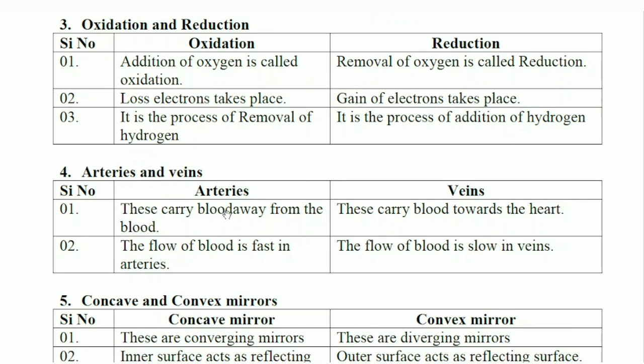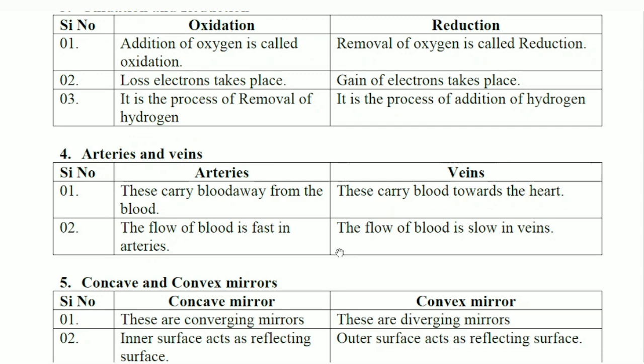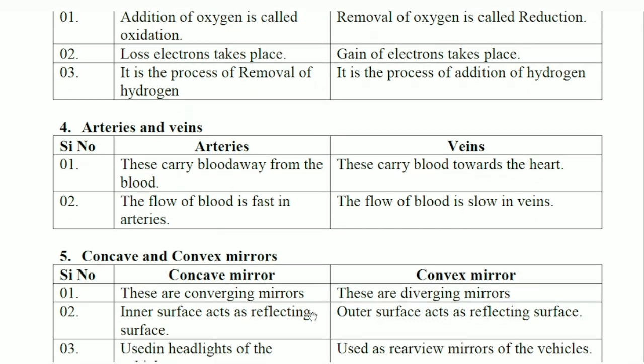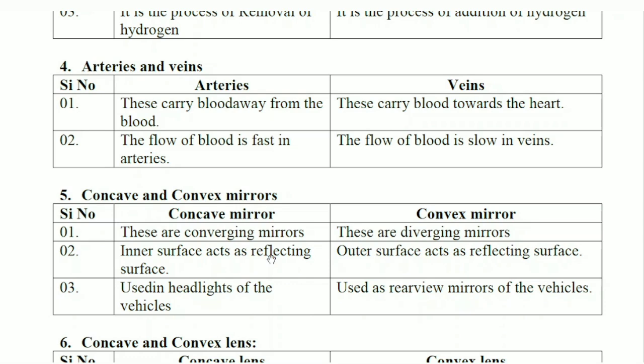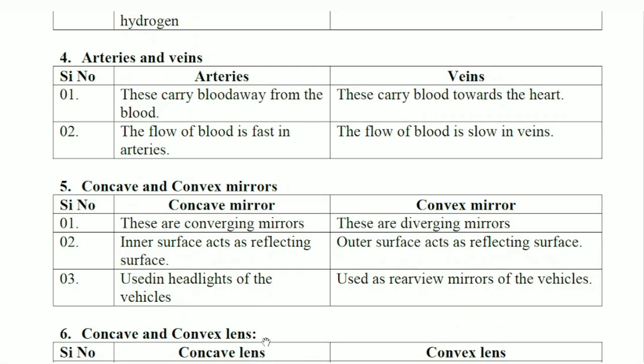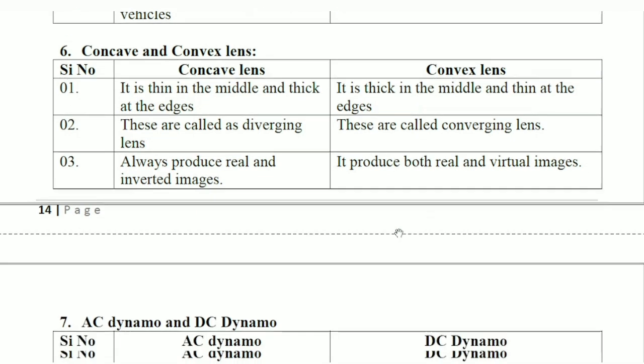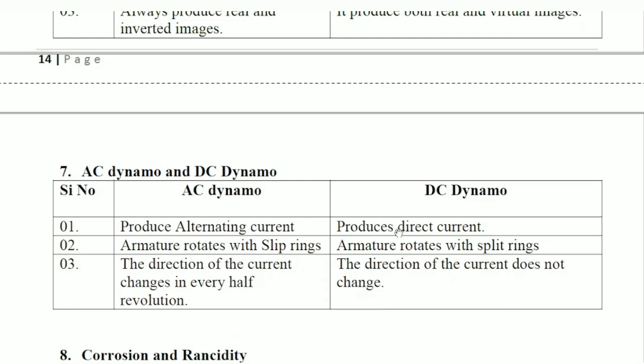Arteries and veins: two differences between arteries and veins. The next one is concave and convex mirror. What are the differences between concave and convex mirror? The next one is concave and convex lens, differentiation. And the next one is, generally they used to ask, differentiate between AC dynamo and DC dynamo.